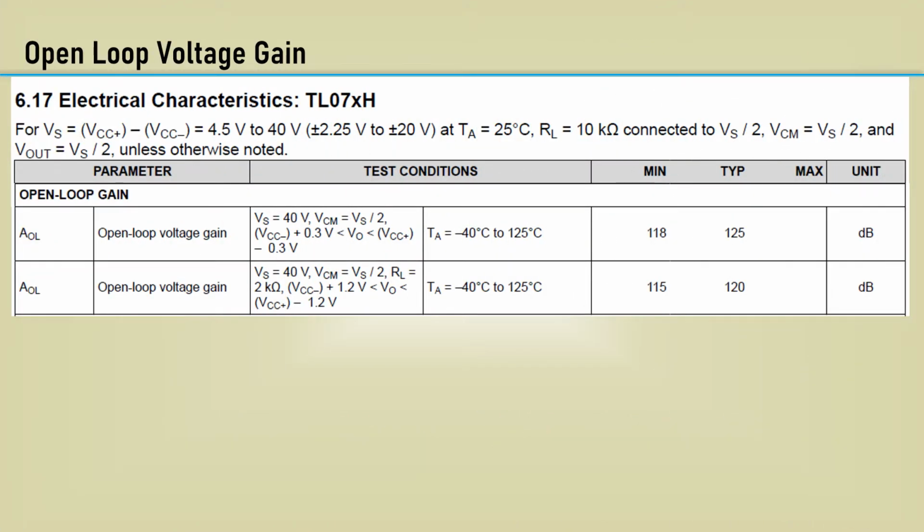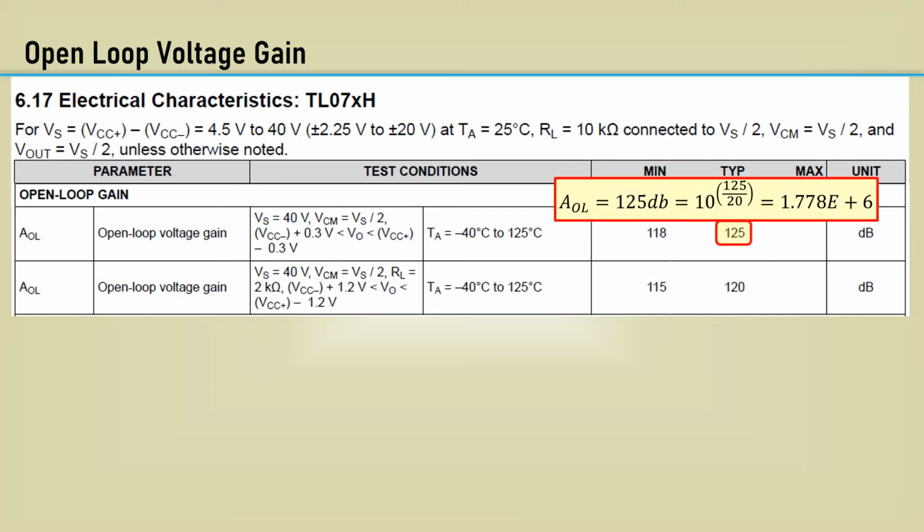Let's begin talking about open-loop voltage gain. Here's an excerpt from the TL07 series op-amps. It shows a typical gain of 125 dB. That's 1.7 million. Here are the test conditions.